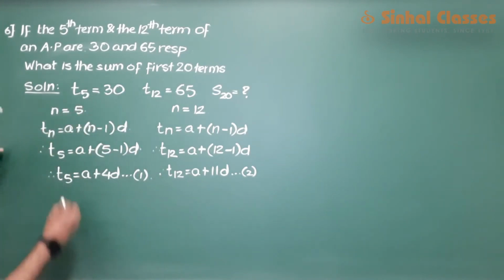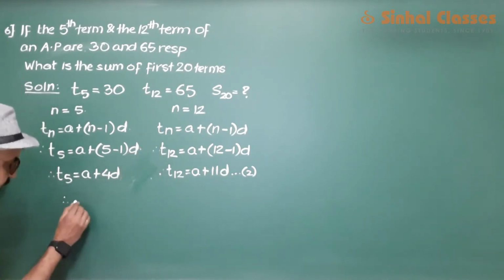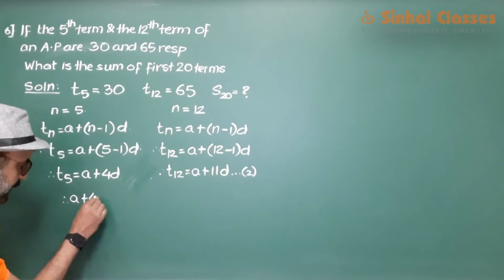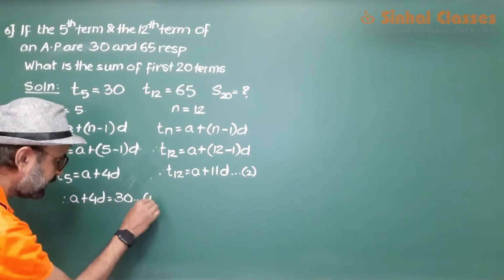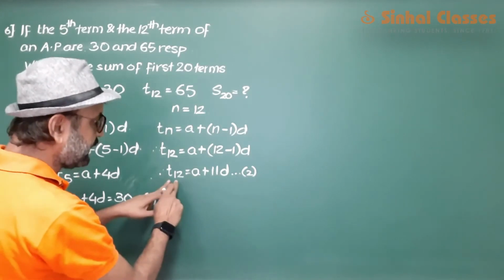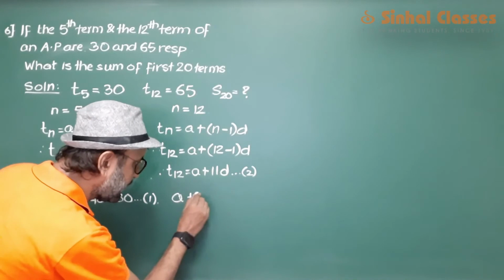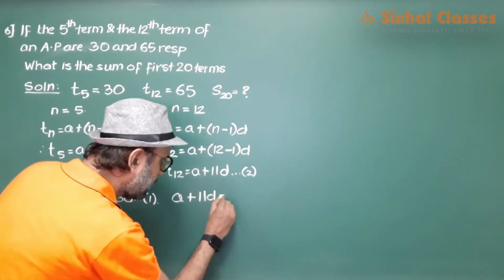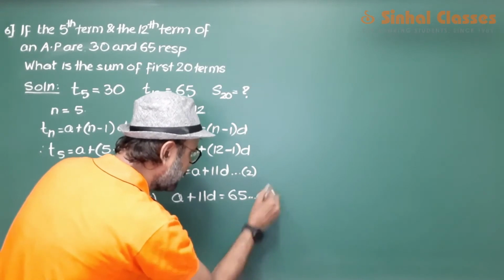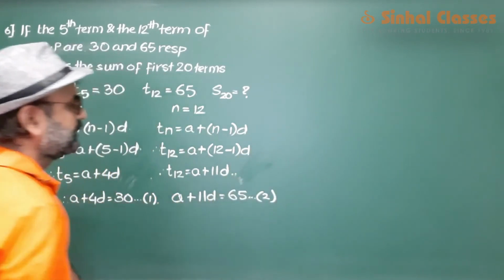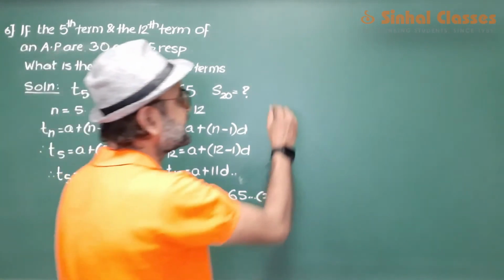Now T5 is 30. So here we can write that a plus 4d equals 30, and take this as 1. And we have the value for T12, which is 65. So we can write a plus 11d is equal to 65, and take this as 2. These are the two equations that we have. Let us solve these two equations simultaneously.